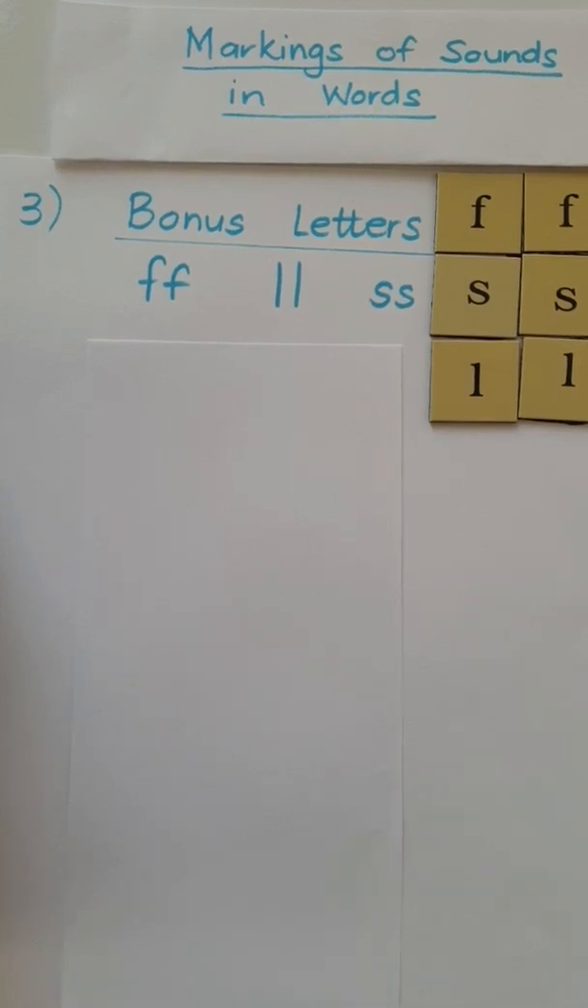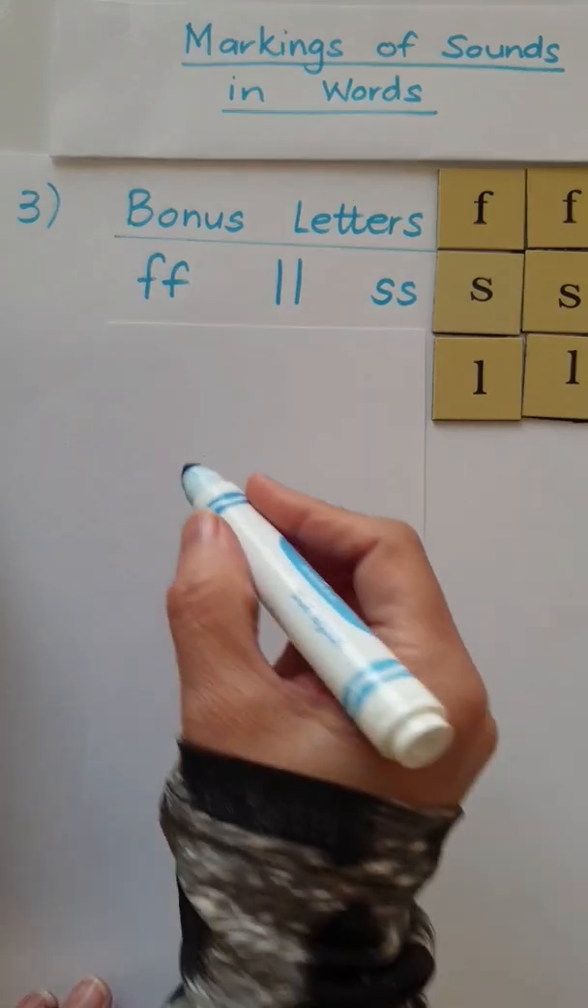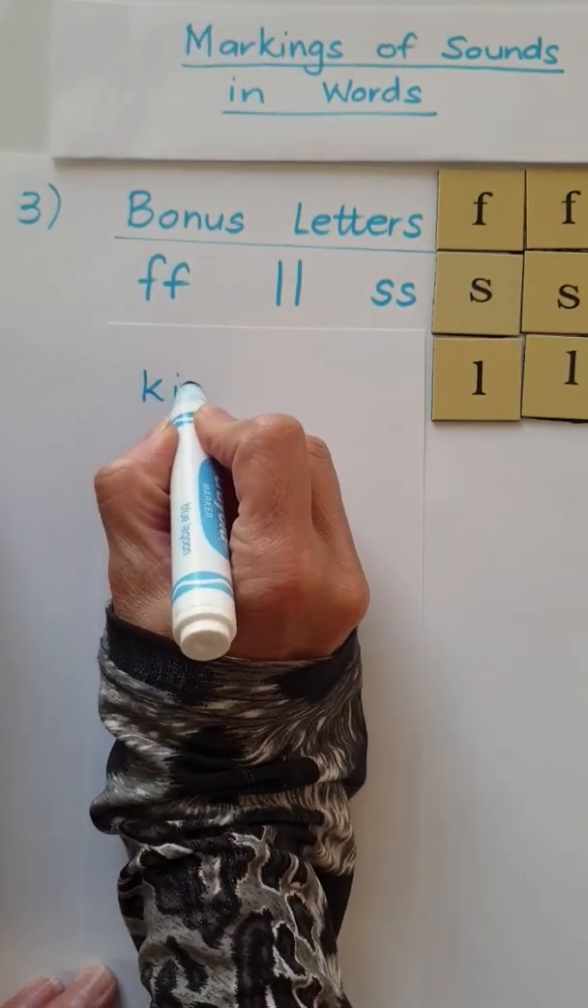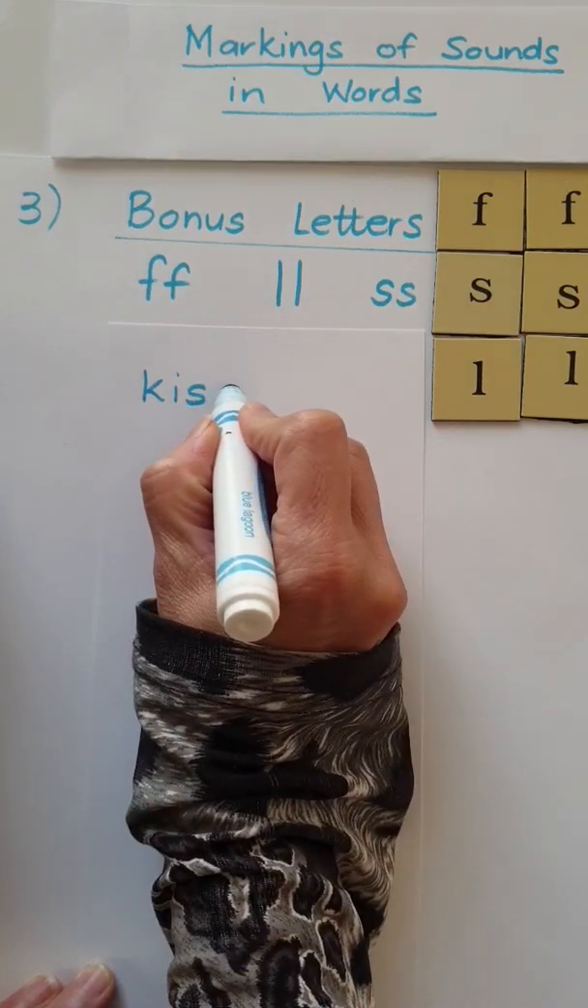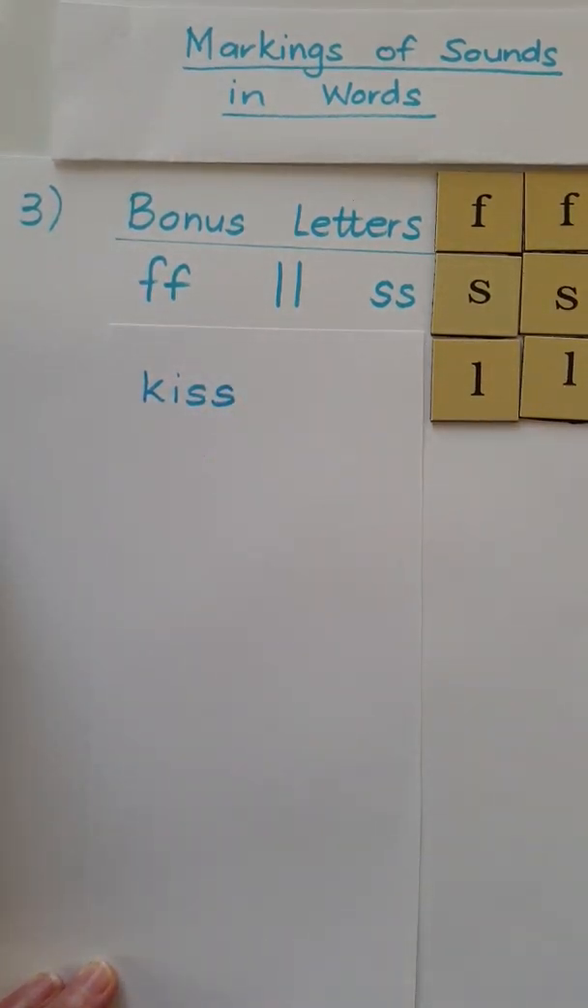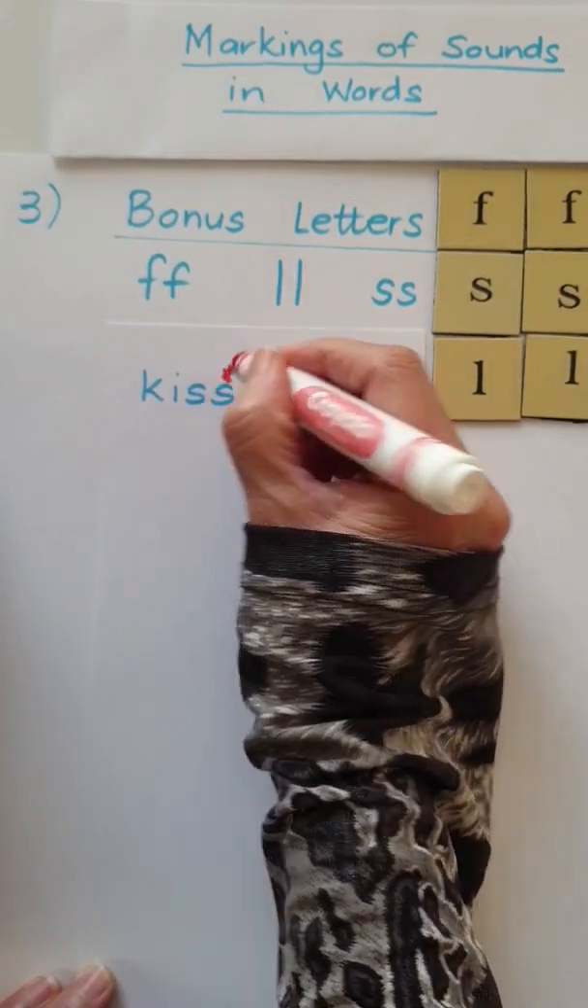We're now going to look at our bonus letters, and we know that bonus letters are letters that come after a vowel, the letters F, L, and S. Usually, when they come after a vowel, they need to take an additional F, L, or S. So it's called like a bonus letter or double consonants. So our first word is going to be the word kiss. Now we know when we write the word kiss, the S gets very scared and lonely, so we need to give him a bonus letter S. And to mark the bonus letter, we put a star.